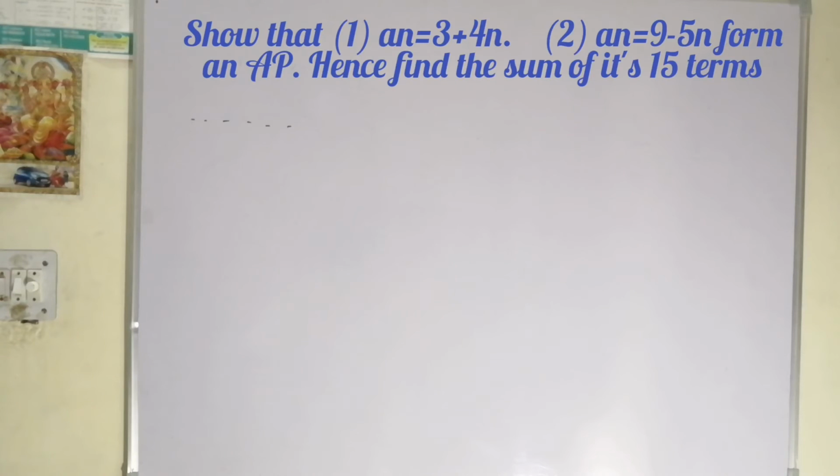The next question is, show that a1, a2, an also form an infinite AP, where an is defined as below. We have to find the sum of 15 terms in each case. So first of all, the first relation is given, an is equal to 3 plus 4n. The second relation is given, 9 minus 5n. So let's take the first one first, an is equal to 3 plus 4n.